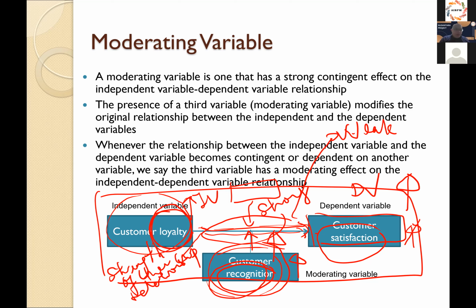And that variable, we call it the moderating variable. So we need to draw it in the middle and point to the IV-DV relationship. It can change it to be strong, it can change it to be weak, between IV and DV.